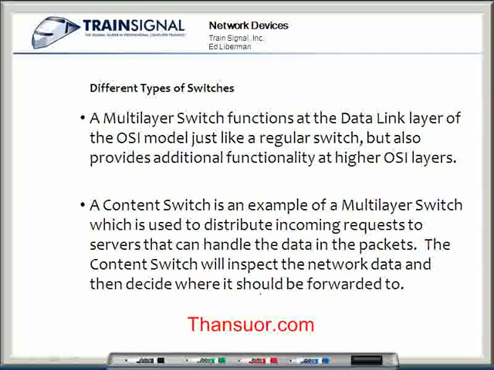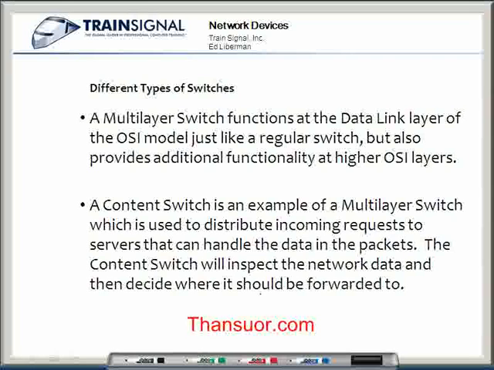And some of that takes us into what I have here, which is the multi-layer switch, which could also be looked at as a multifunctional device. It does function at the data link layer of the OSI model like a regular switch, but also provides additional functionality at higher OSI layers. Now we're going to look at some of that functionality in just a moment, but that's what we mean by multi-layer switch. Or if you see a switch that you want to purchase and it says it's a multi-layer switch, that's what they mean. Okay, maybe this switch functions at level 2 and at level 3 of the OSI model.